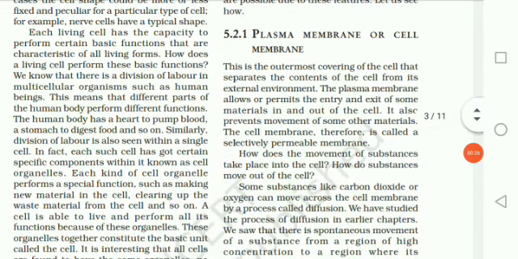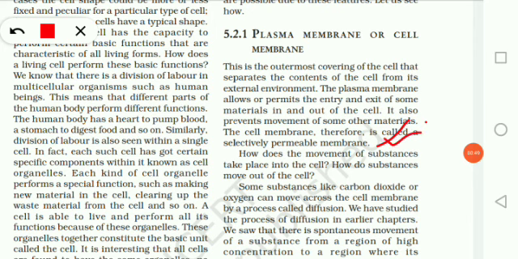Then we have the plasma membrane or cell membrane. This is the outermost covering of the cell that separates the contents of the cell from the external environment. The plasma membrane permits the entry and exit of some materials in and out of the cell. It prevents the movement of some other materials. The cell membrane, therefore, is called selectively permeable.